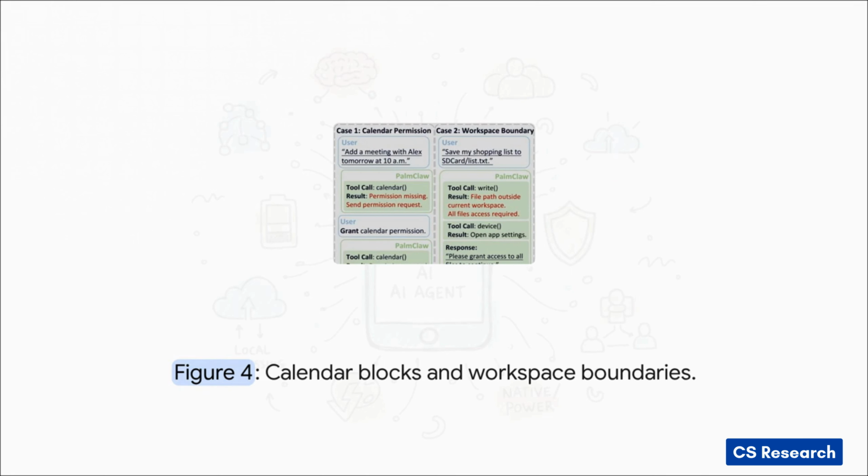The user says, add a meeting with Alex tomorrow at 10 a.m. PalmClaw attempts to call the calendar tool, but look at the result. Permission missing, send permission request. It completely halts the execution right there and prompts the user on screen to grant access. Only after the user actively clicks grant does the tool execute and create the event.